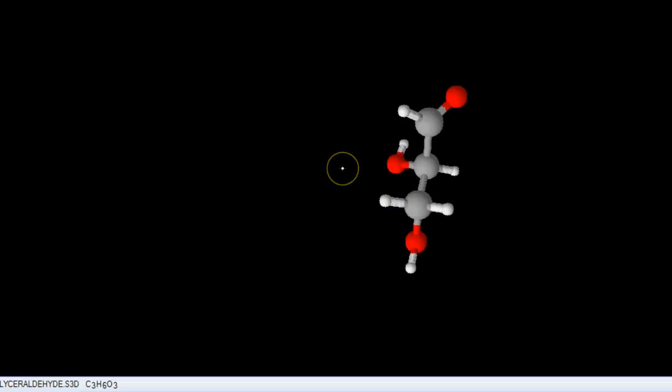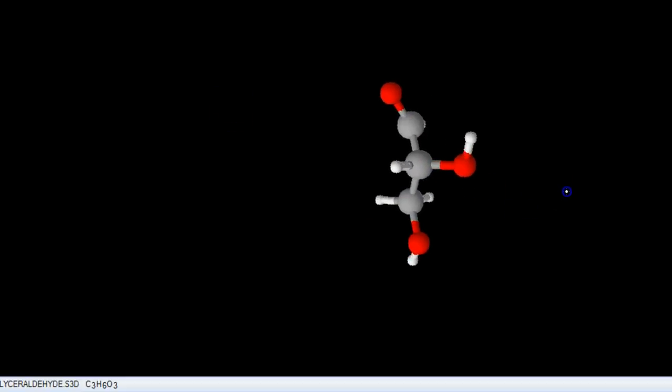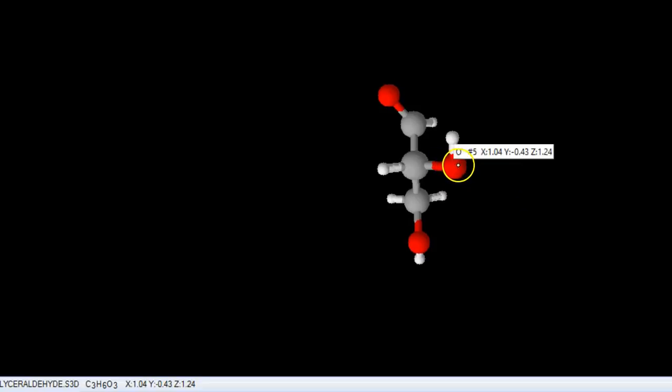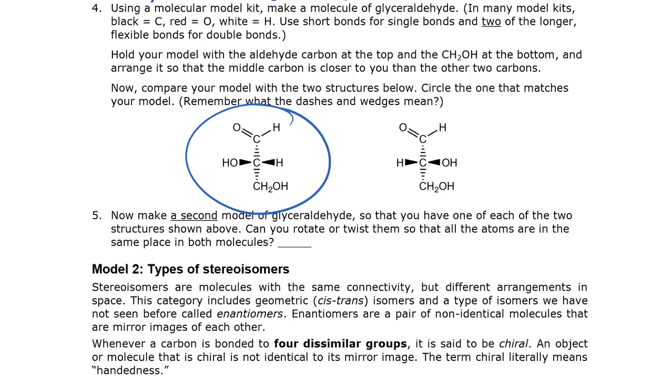So if you have these models in your hand, it might be easier to see, but the answer is no, you cannot make this one into the other one. If you had the model kits, you would have to actually physically pull this oxygen off, pull this hydrogen off, switch their places, stick them back together, and then you could do it. So the answer is no.